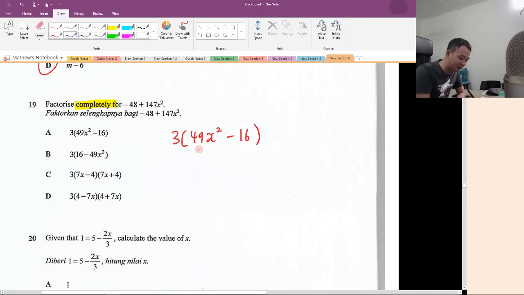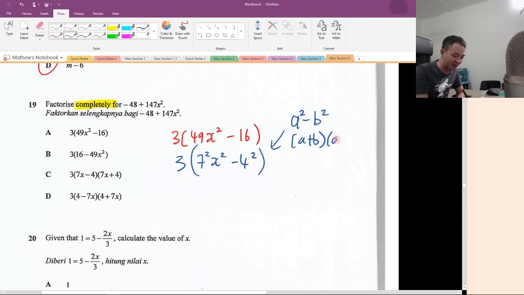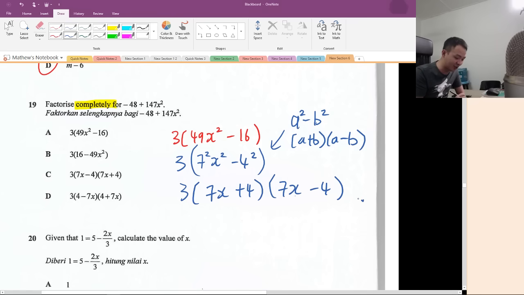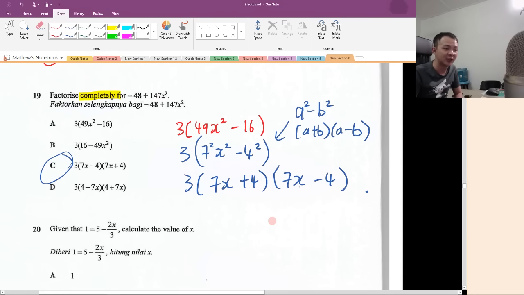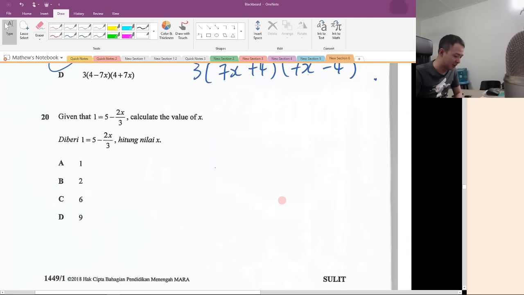Because I know 49 I can change to 7 squared, x squared minus 4 squared, right? If everything is in squares, you should know the formula a squared minus b squared. You will get (a plus b)(a minus b). So therefore, I will get 7x plus 4, 7x minus 4. So this one should be my answer, which is C here. Alright, so let me move on.